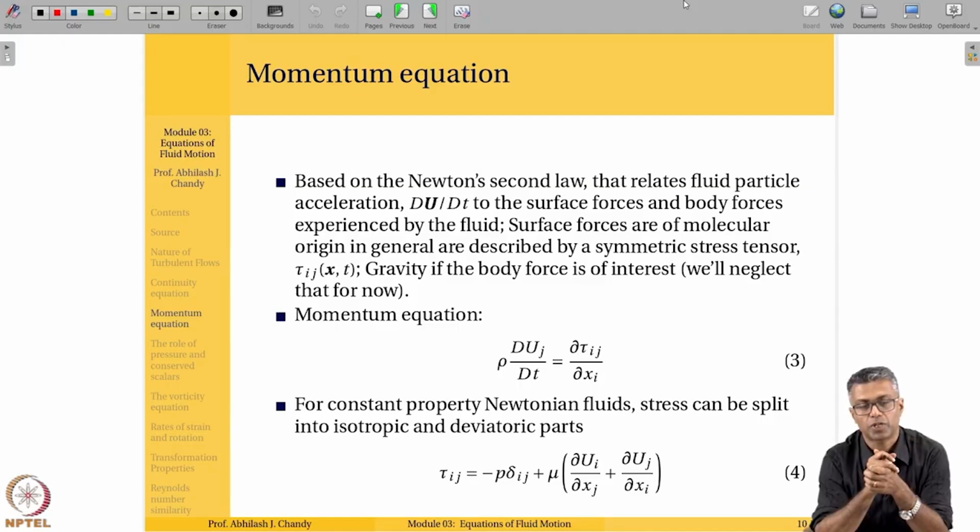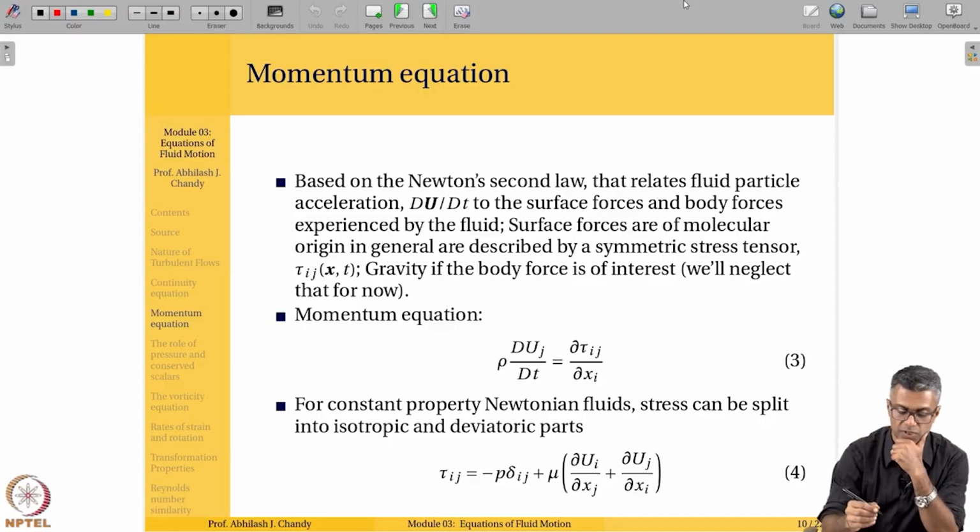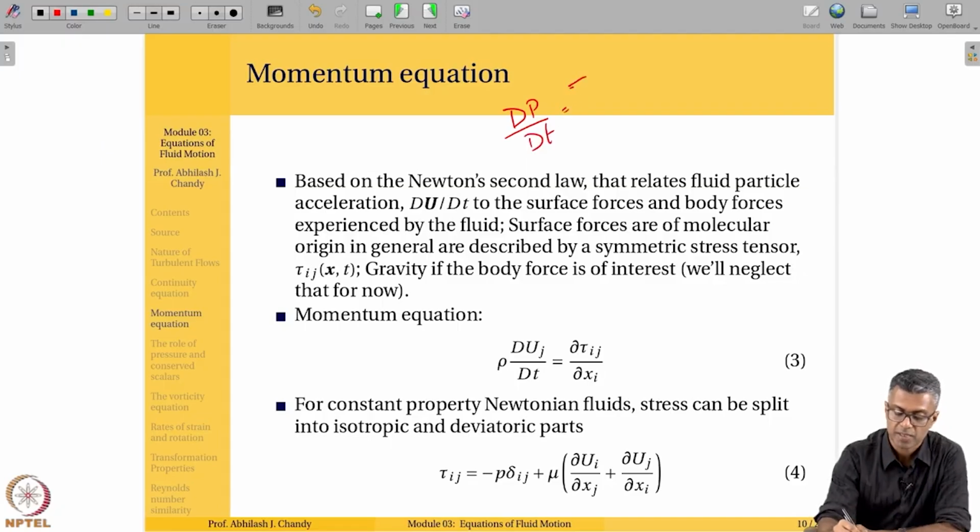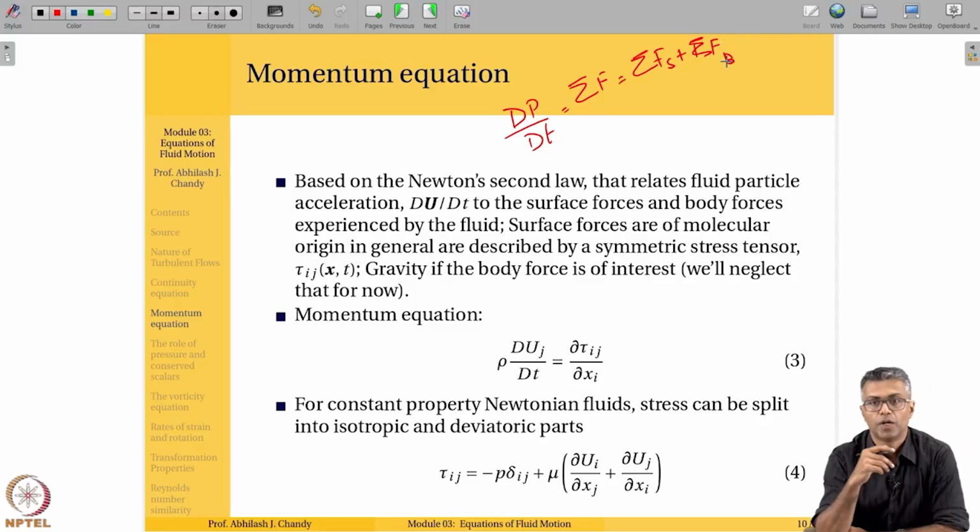So the momentum equation starts from first principles of Newton's second law, where dp dt, the rate of change of momentum, is the sum of all forces. And the sum of all forces would mean surface forces plus body forces. The body forces example would be gravity. We will neglect that for now and just focus on the surface forces.